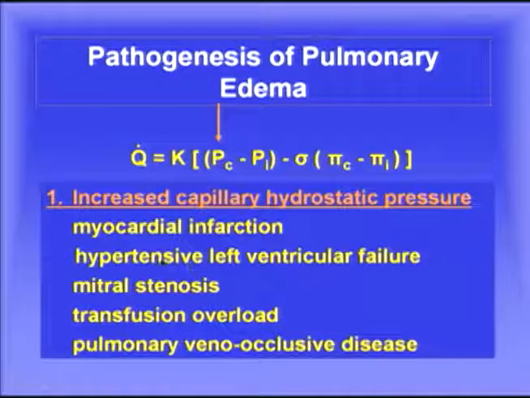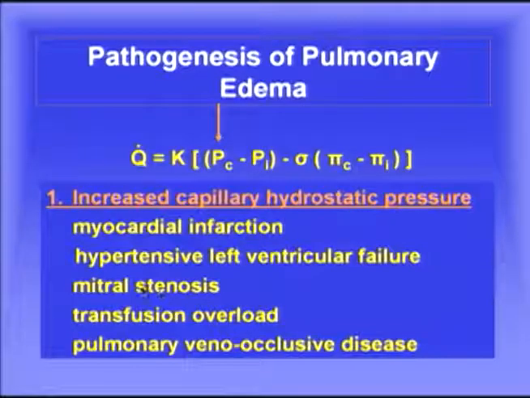Another example is hypertensive left ventricular failure. In systemic hypertension, the left ventricle can often just cope with the increased afterload for a period, and then suddenly it'll fail and you can get a fulminant pulmonary edema.